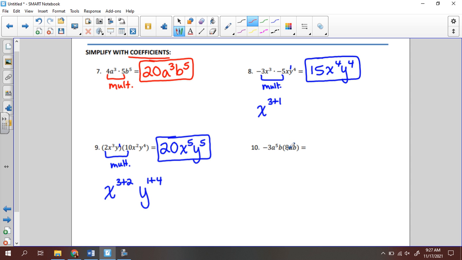Guys, yet again, there's some parentheses, so these are multiplying, right? So doing negative 3 times 8. What's negative 3 times 8? A negative 24. Okay, what about your A's? What do you have? A? 5 plus 1, yes. What about B? 1 plus 1, because there's a 1 here and a 1 here. All right, so A to the 6th, B to the 2nd.